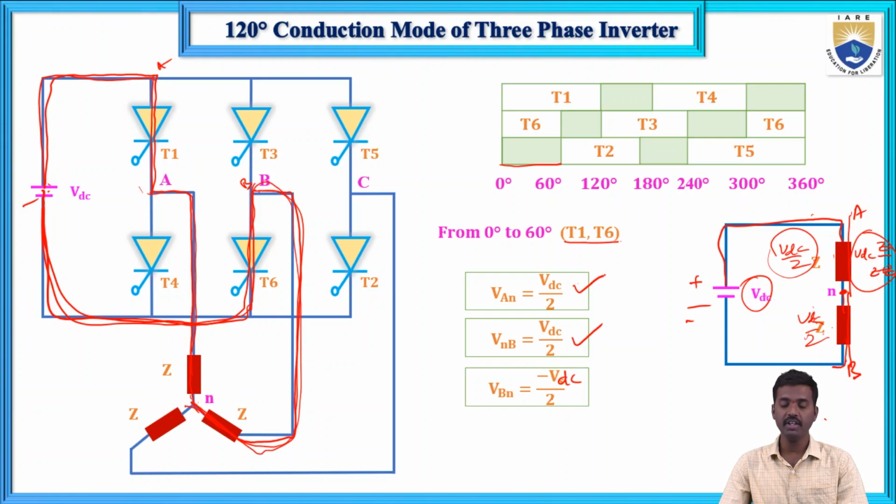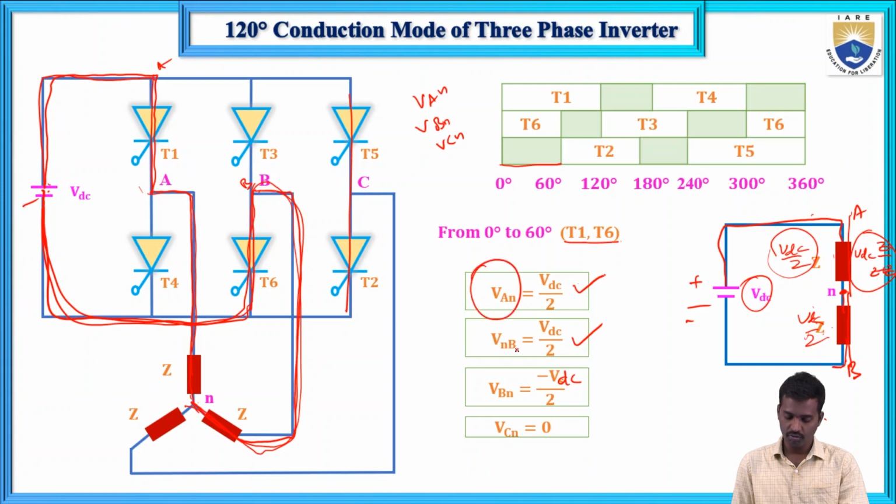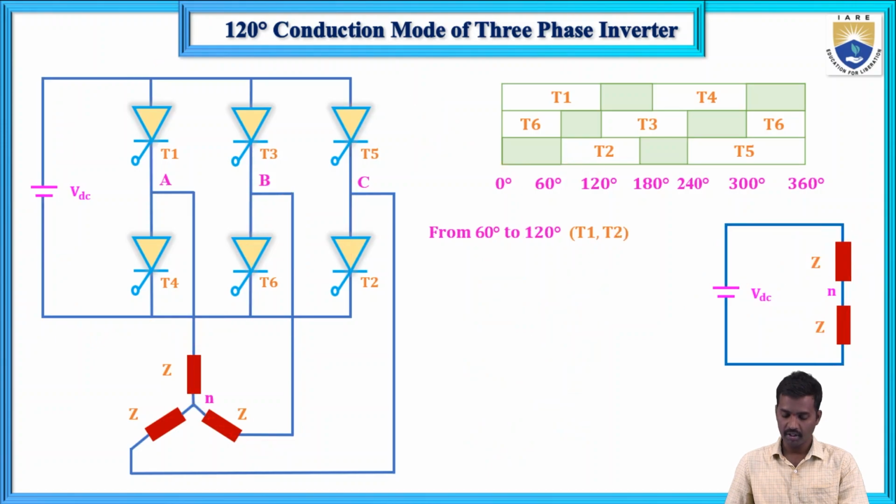We need VAN, VBN, VCN. So the VCN value is 0, since there is no connection here. So VAN, VBN and VCN. Same thing for the 0 to 60 degrees to 120 degrees duration, so that I will explain.